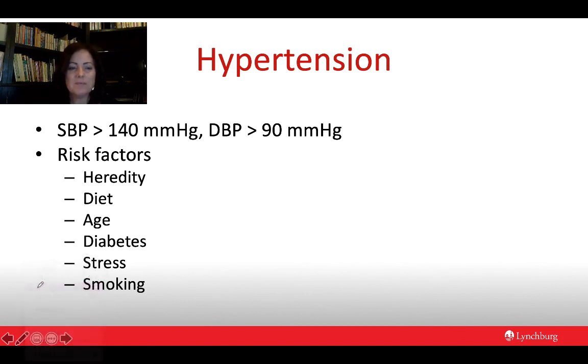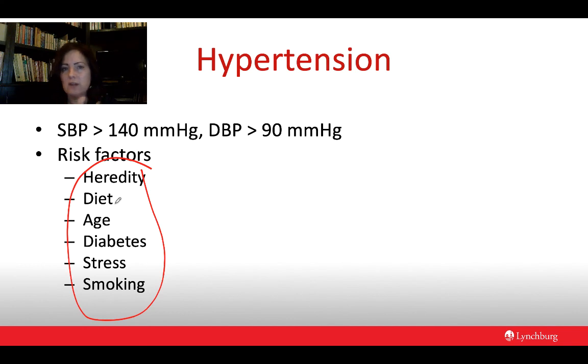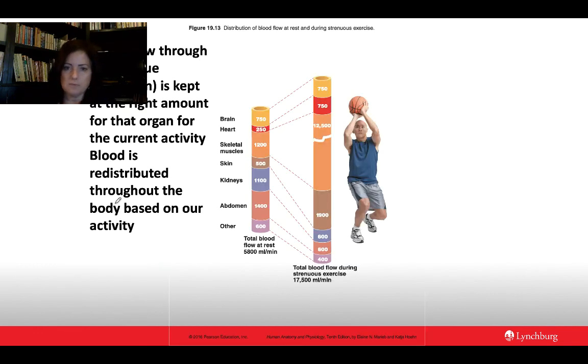So some risk factors for hypertension would be hereditary. Maybe it's a genetic thing. Obviously, your diet, your age, the presence of diabetes is correlated to increased incidence of hypertension. If you're under a lot of stress, and smoking. So all of those are going to contribute. And then, like I said, I'm going to pick this up with our next PowerPoint, talking about changes to blood flow throughout the body with different activity levels. So we'll get that on the next one. Okay. All right.